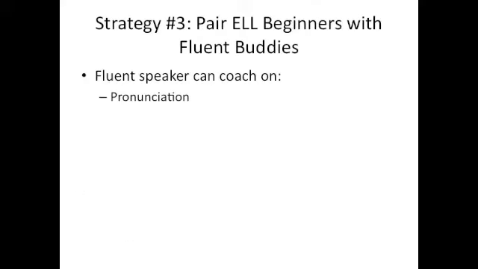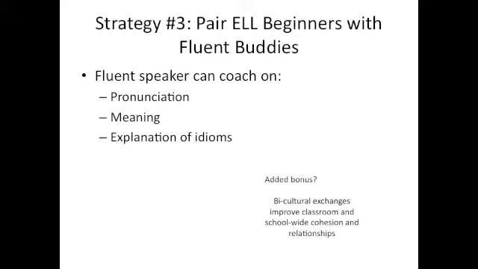The third strategy I'm going to talk about from my chapter is to pair ELL beginners with volunteer buddies. Here the strategy is pretty simple and straightforward. You take an ELL student and pair them up with a student who is a fluent speaker of English and who tends to like helping others. During their pairing, the fluent speaker can help the ELL by speaking slowly, explaining how to pronounce words, defining words, and even explaining idioms and certain slang terms that are very confusing for ELLs. So in these ways, an ELL can be supported by not only a native speaker, but also by a peer, which sometimes is more helpful. Furthermore, bicultural exchanges like this go a long way in improving classroom and even school-wide chemistry and cohesion.